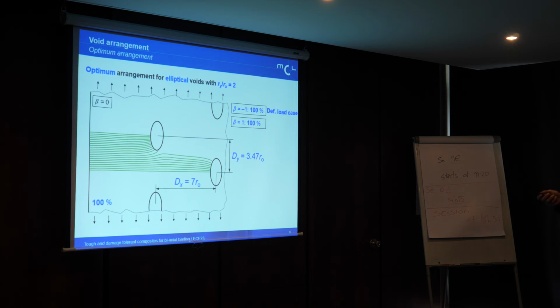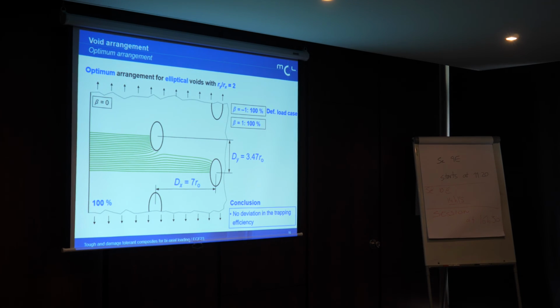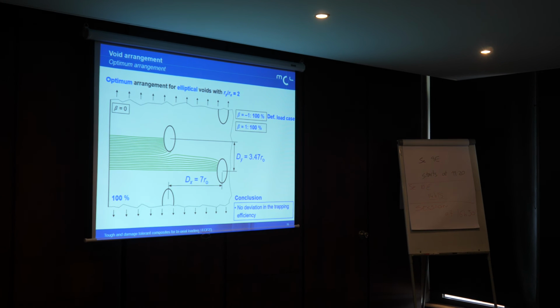The defining load case in this section was the load case beta minus 1, that determined the distances between the voids. The elliptical voids need a larger distance in the horizontal direction, because the main crack deflection is seen ahead of the void, not above the void as for a circular void. So as a conclusion to the circular voids, we see that little or no deviation is observed in the trapping zone efficiency here.